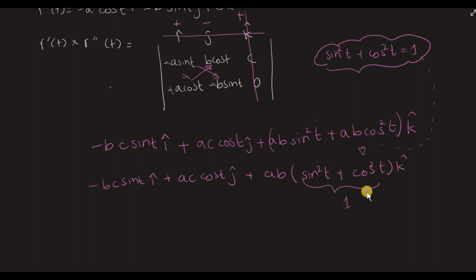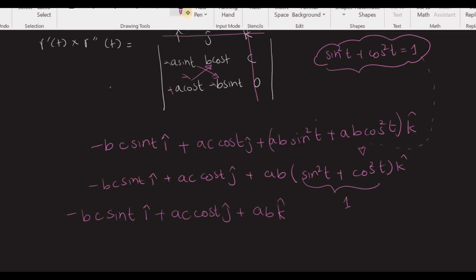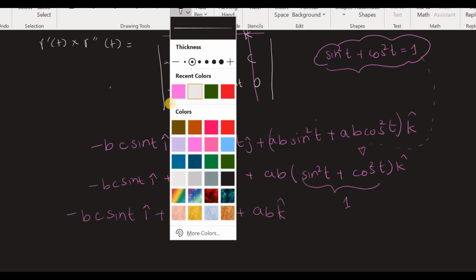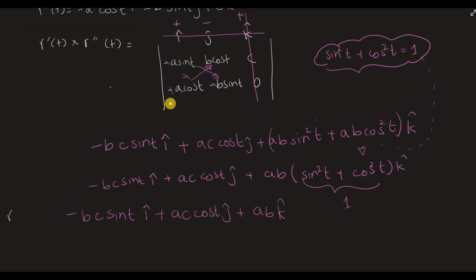So then we're going to be writing BC sine t i hat plus AC cosine t j hat plus AB k hat. And this is actually our cross product that we wanted to calculate, right? So this is what we were looking for.